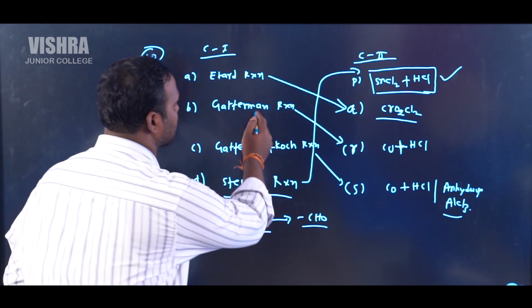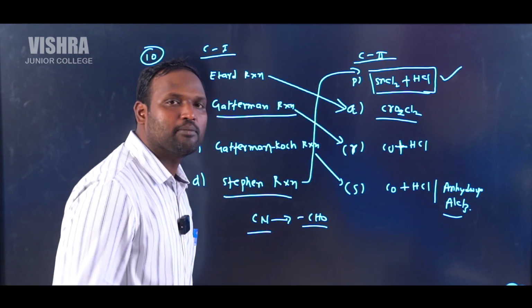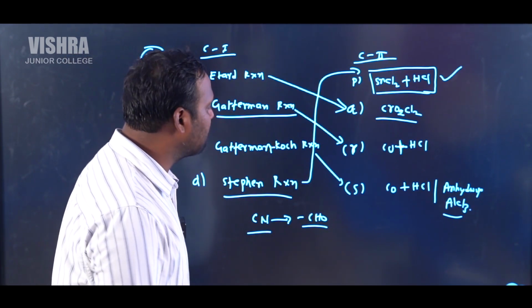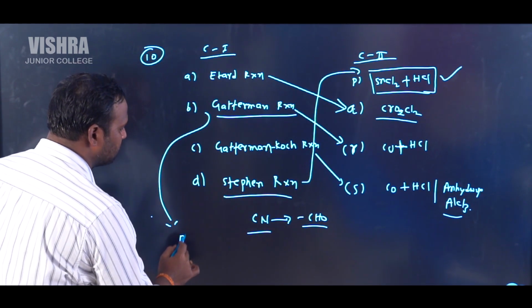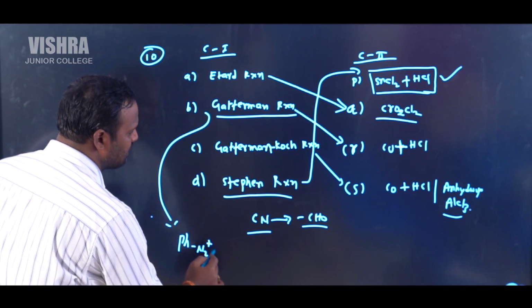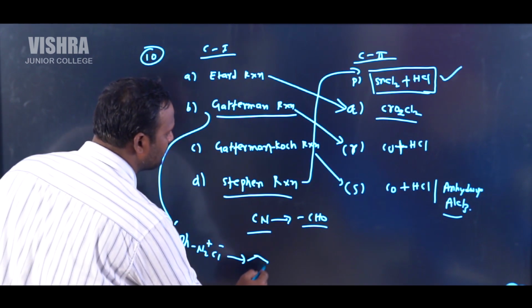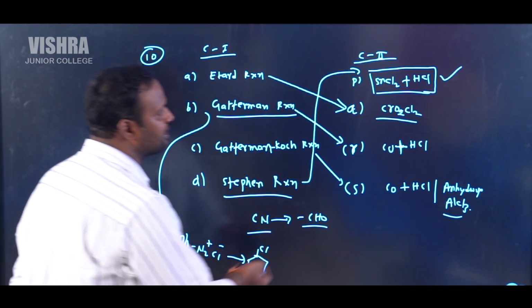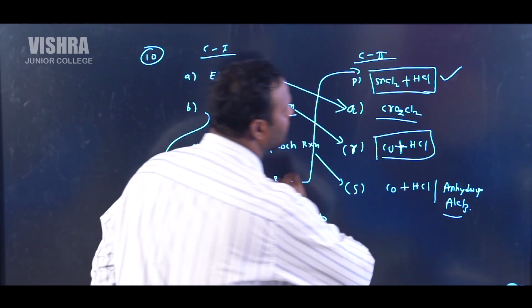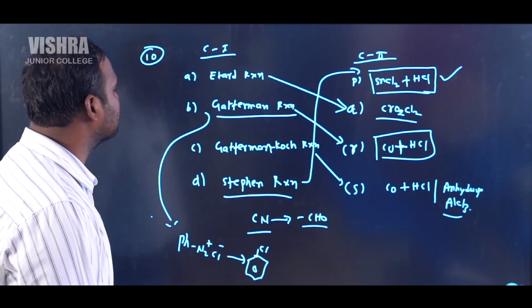Next, the Gattermann reaction. What is the use and importance of the Gattermann reaction? In the Gattermann reaction, benzene diazonium chloride, PhN2+ Cl-, is converted into chlorobenzene. This is the Gattermann reaction. In this case, the reagent is Cu and hydrochloric acid.